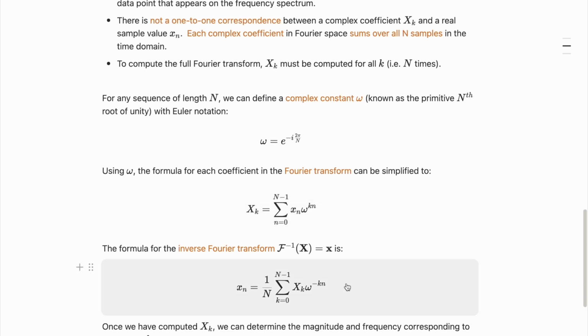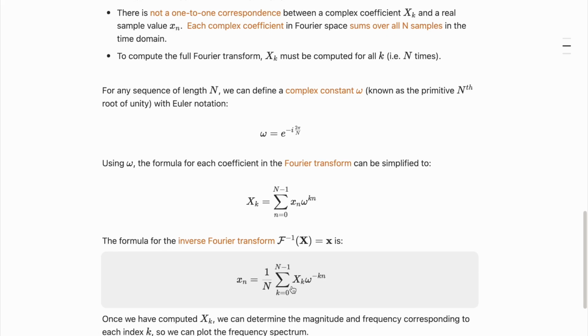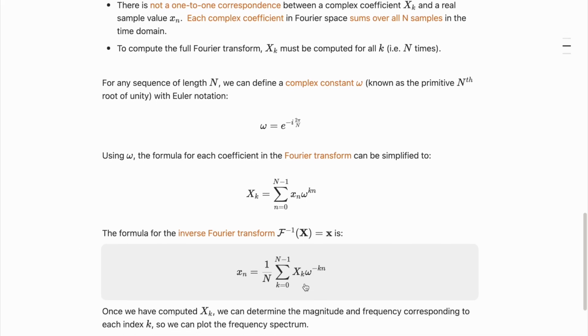And then we look at the inverse Fourier transform. It has a very, very similar form to the forward transform. The only difference is that here we have positive kn as the exponent, here we have negative kn, and in addition, once we have computed the sum in the inverse Fourier transform, we normalize it by dividing by the total number of samples.